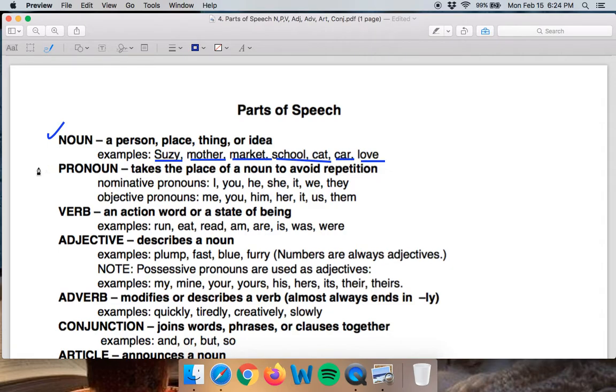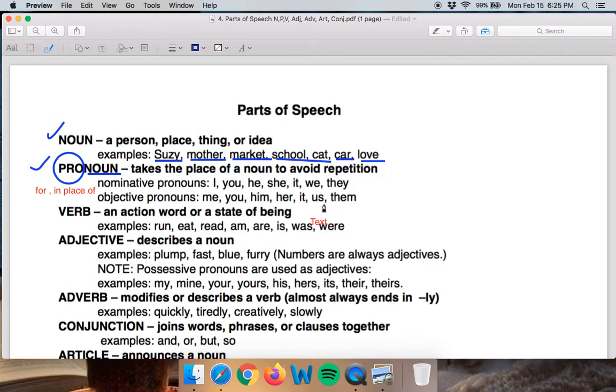All right? So the next thing we want to look at here is a pronoun. Notice that pronoun has the word noun in it, right? So pro is a Greek or Latin root that means for, or in place of. And so a pronoun takes the place of a noun. It stands for a noun.